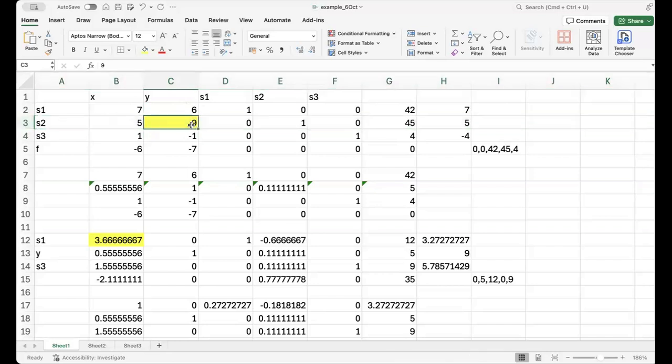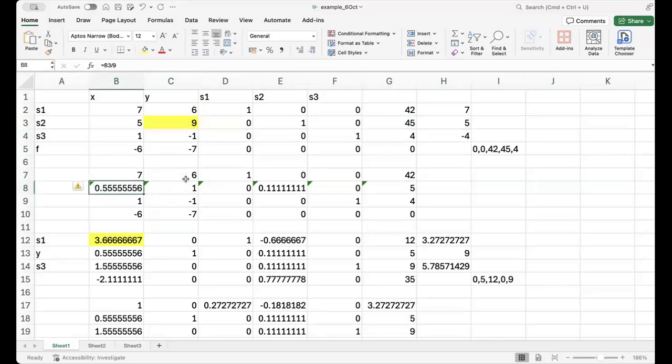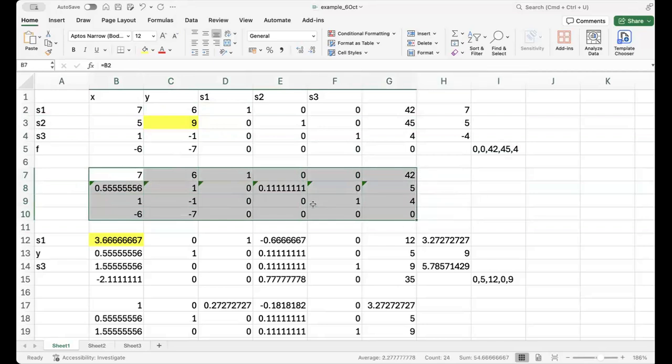What else do we need? We need the other elements in this column to be 0. This 1, right? 0, 0. So we start from this: divide this row by 9. Okay, divided by 9. You obtain this table. You see? This table.